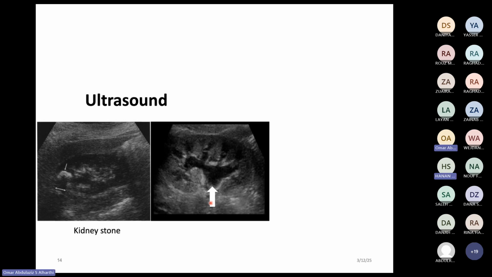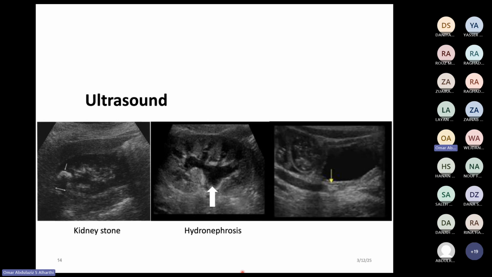This is dilation, okay? This is hydronephrosis. Large renal pelvis, large calyces. All right, and here, so we are down in the pelvis. This is the bladder, and this is the ureter, which is dilated because of obstruction, an obstructing stone. Yeah, there's a stone at the distal ureter.